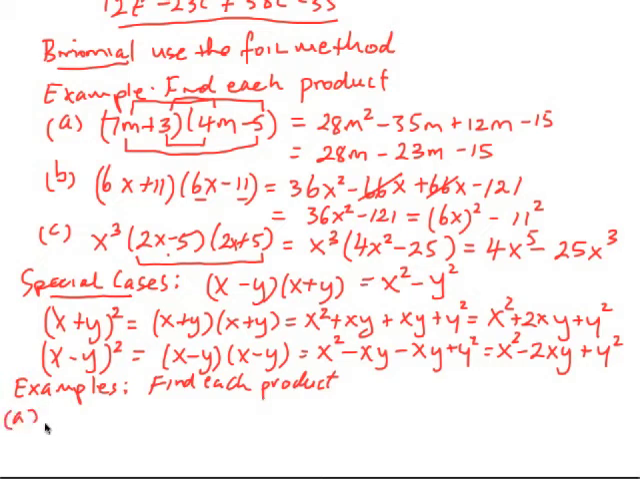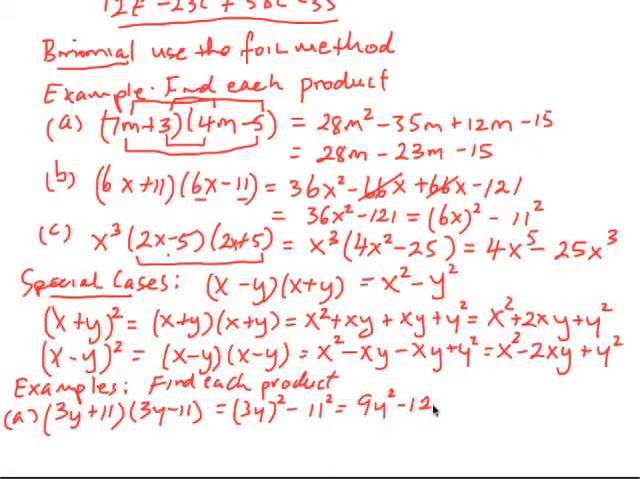Alright, part A. Let's suppose we want to do 3y plus 11 by 3y take 11. Now this is the difference of two squares, so that will be 3y squared minus 11 squared, which of course is 9y squared minus 121.